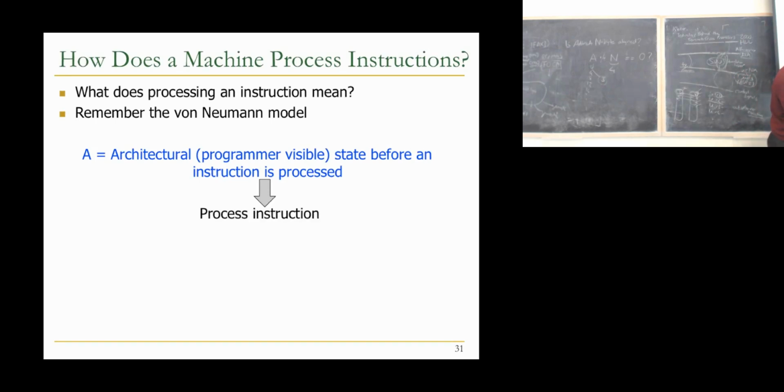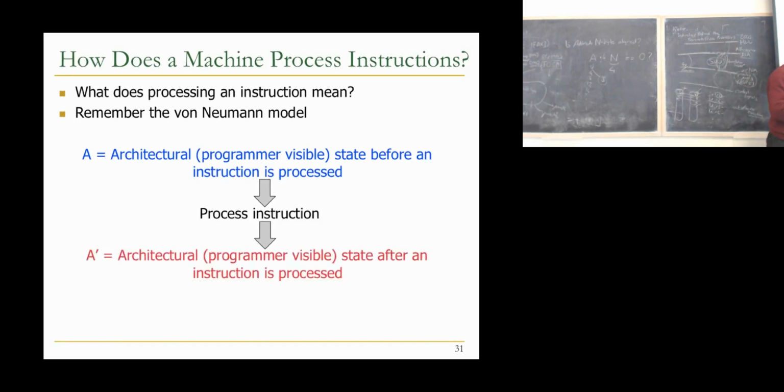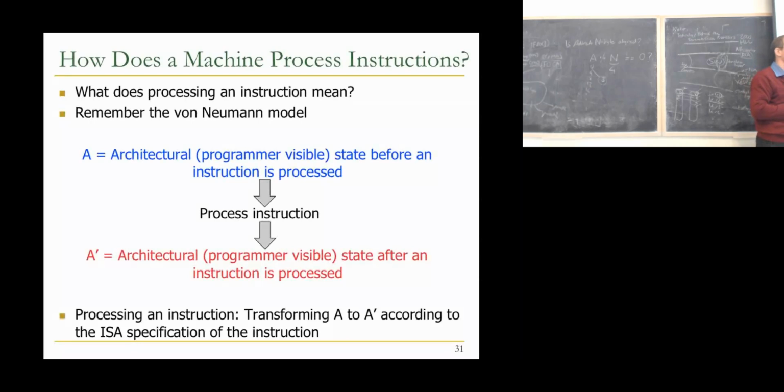This is the programmer visible state after an instruction is processed. And processing an instruction is whatever happens in between to get from A to A prime. Of course, whatever happens needs to obey one specification, which is the ISA specification of the instruction, right? That's the only thing that you definitely need to obey when you're exposing this A prime to the programmer. So A prime needs to be consistent with the ISA specification.